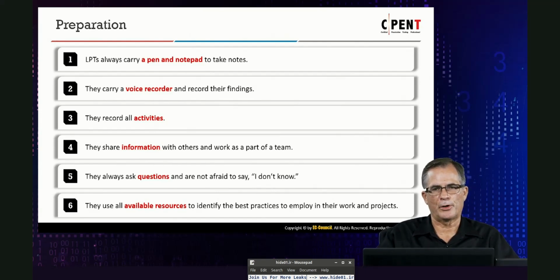This is the biggest part. When you're part of a team, and most of these engagements are part of a team, make sure you work together as a team, right? And always be open to the fact that if you don't know something, say you don't know and you're going to research it. That's all about number 6 there, where it's available resources.